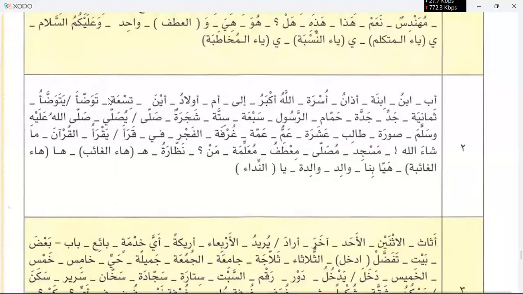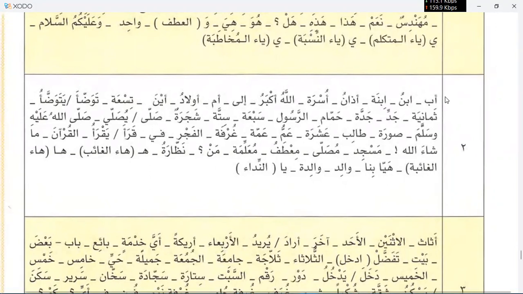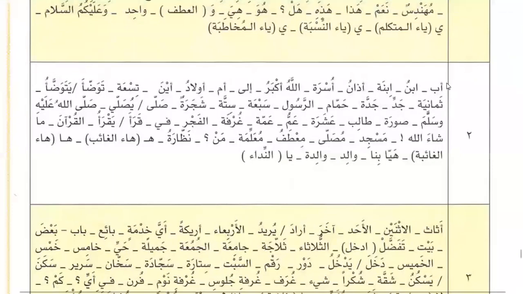Okay, so who is next? Sabina Sovithar, Miss Sovithar. Yes, yes. Read this and tell me the meaning. Ab, father. Ibnu, daughter, son. Ibn means son. Ibnatu, daughter. When we stop at Tama Marbuta, we pronounce Ha, Ibnaha. Adhan. Usra, family. Allahu Akbar. Allah is the greatest. Ila, to.